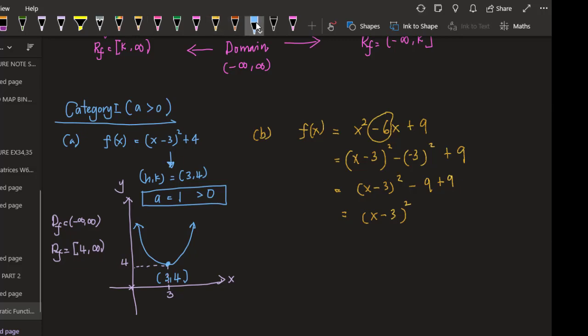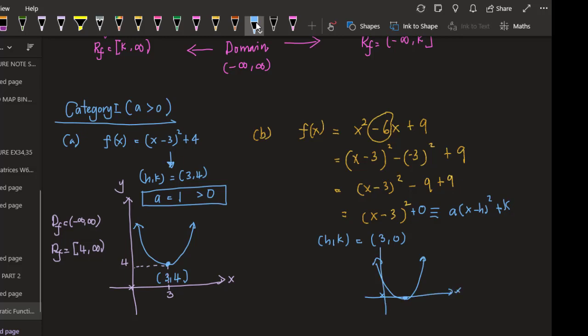Again, we do the comparison with a(x - h)^2 + k. What is the turning point (h, k)? In this case you get (3, 0), because outside it is plus 0. So the graph will open upward. This is (3, 0), so the x will be here.